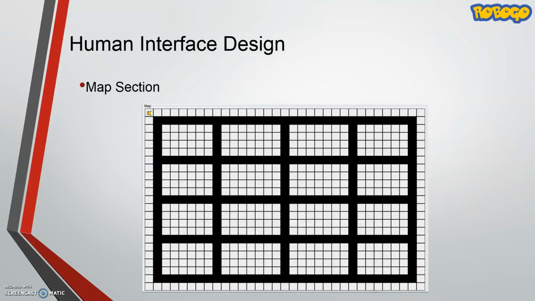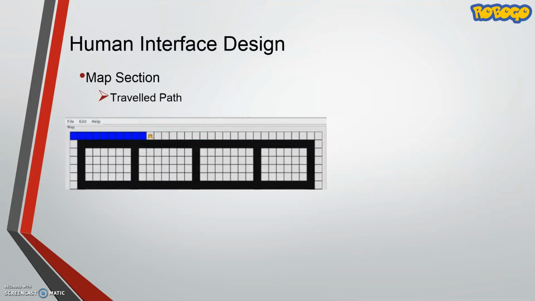Okay, next will be the map section. So the map section consists of the robot icon, and of course the entire boundary of the road and the map. So the black lines in between will be the roads that the robot can traverse. Okay, so this will look like once the robot has traveled a fair bit of distance. So the blue lines will symbolize that these are the paths that the robot has already traversed.